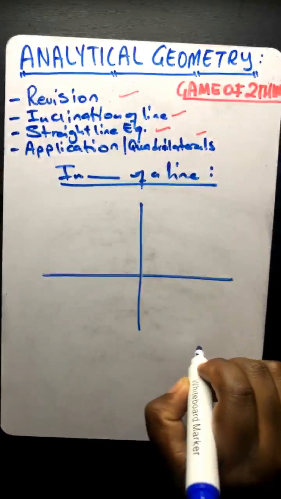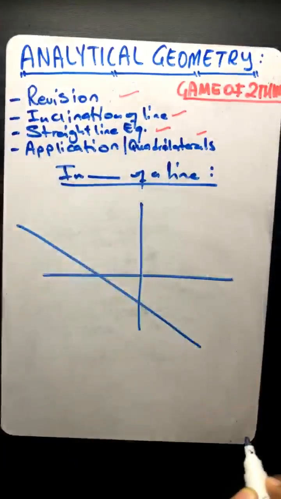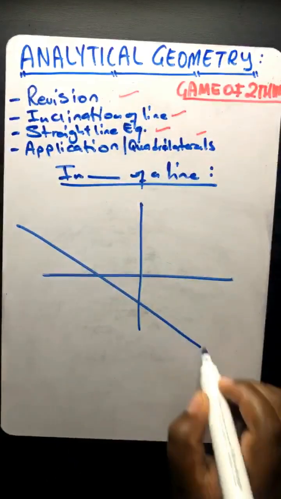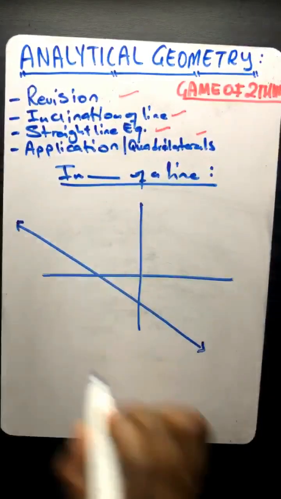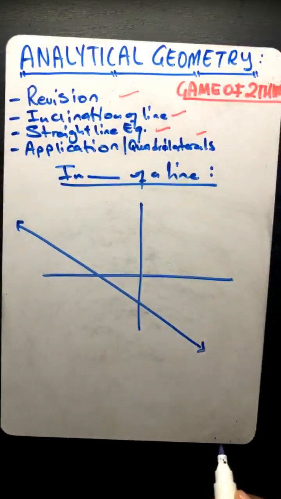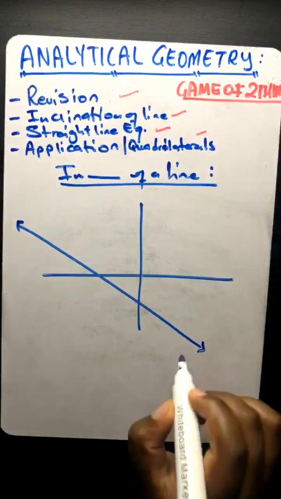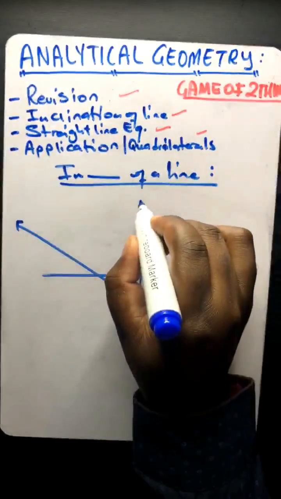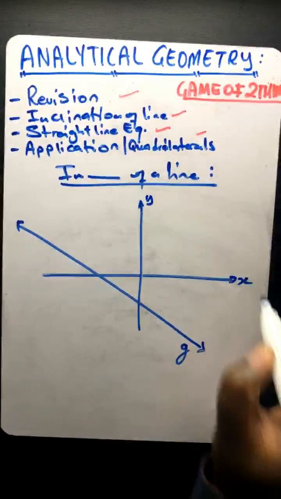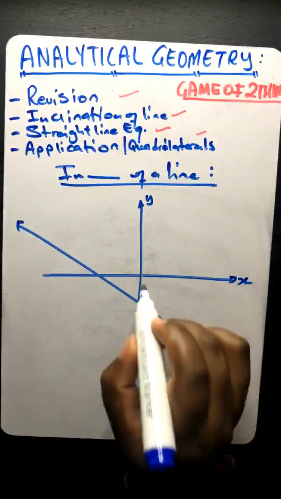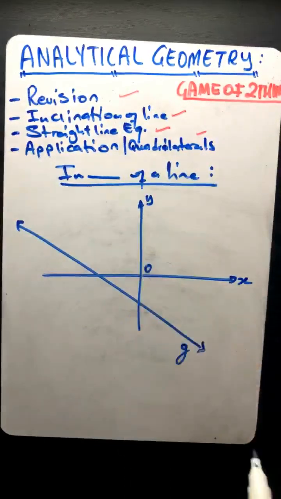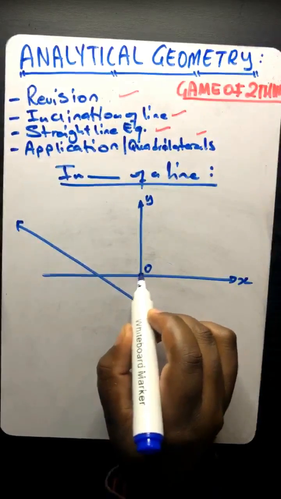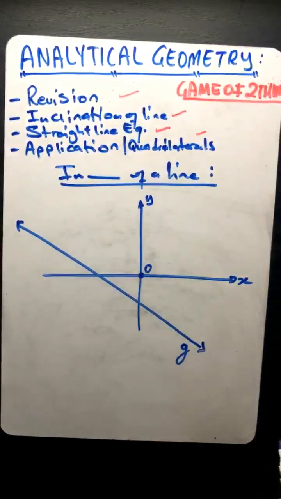Maybe let me try and indicate with that type of line, which is a straight line. Maybe let's say this is the graph of g, and you know very well that it's therefore going to be called g of x. This is what we call the Cartesian plane having the x and y axis. Obviously, that point there being the origin, being that point where your vertical and horizontal axis intersect.